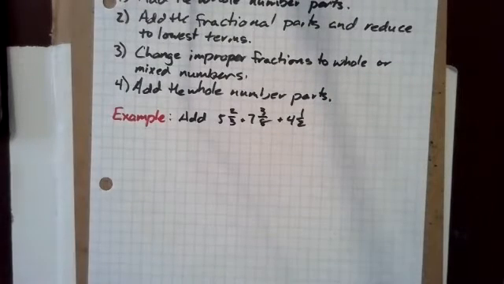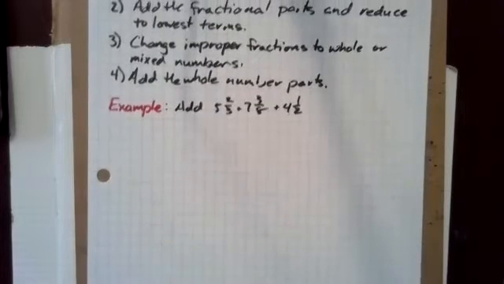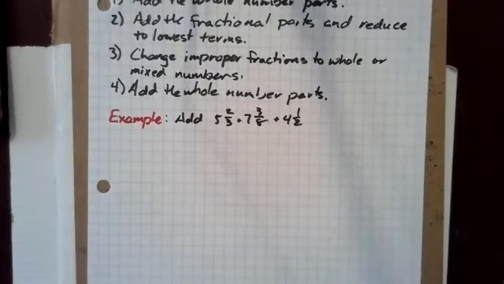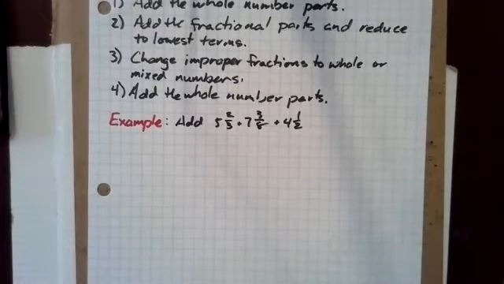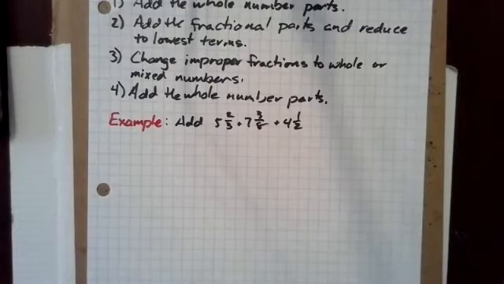Finally, we're going to talk about adding mixed numbers. First, we add the whole number part, then add the fractional parts and reduce to lowest terms. We change improper fractions to whole or mixed numbers and add the whole number parts again. So here we have 5 2/3 plus 7 3/8 plus 4 1/2.